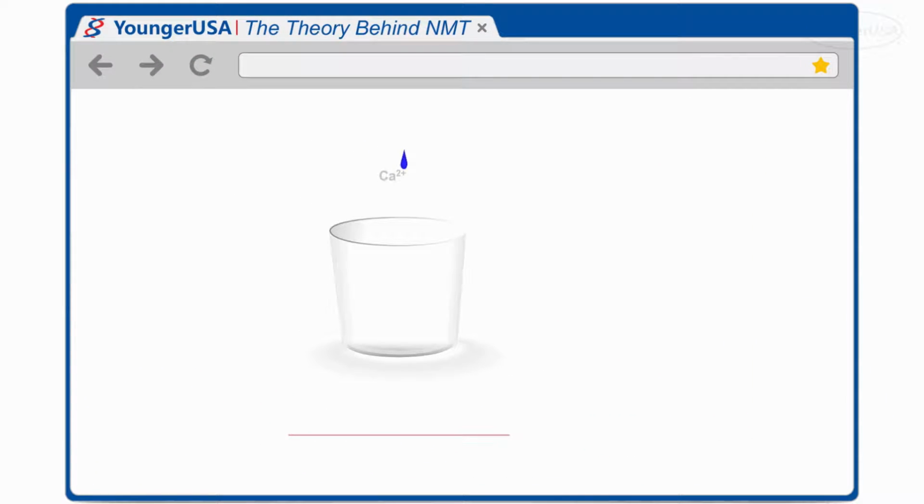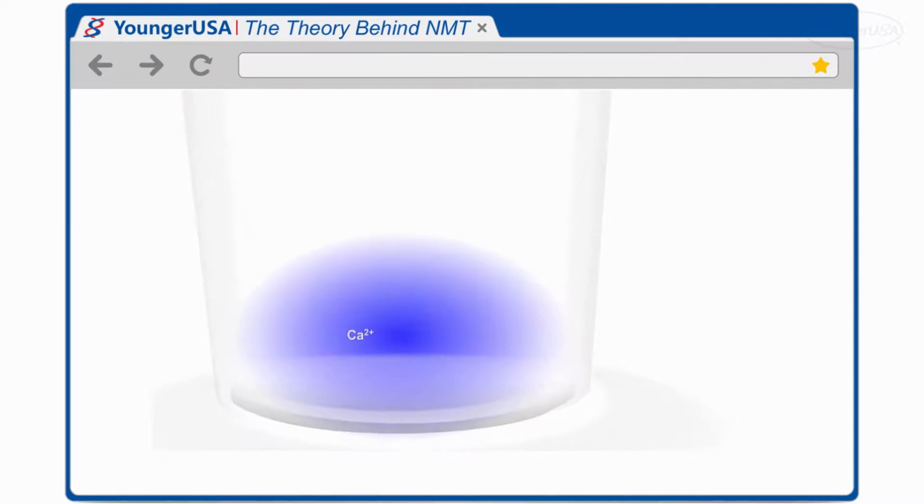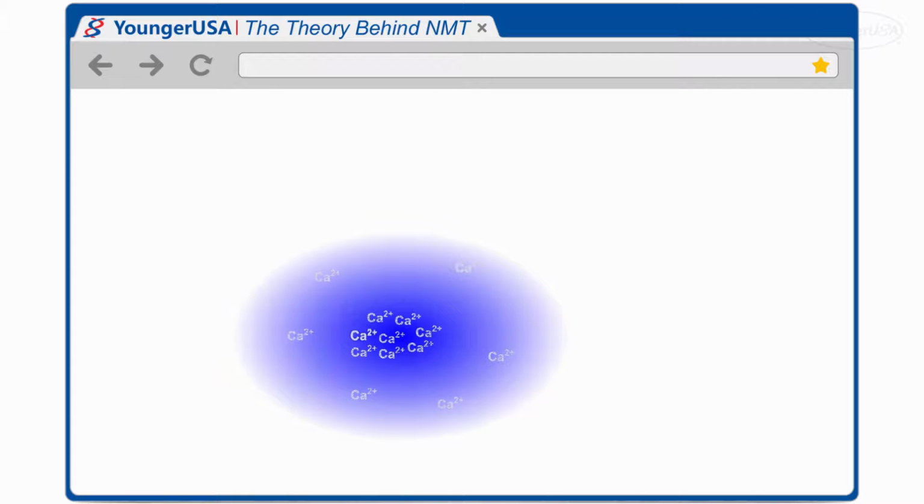Today I'll be explaining the theory behind N.M.T. Imagine that we have a glass of purified water and a small amount of liquid is dropped in. This liquid has a very high concentration of ions or molecules. Here we'll use calcium ions as an example. So the liquid has a very high concentration of calcium ions. Soon a calcium ion gradient will be formed.